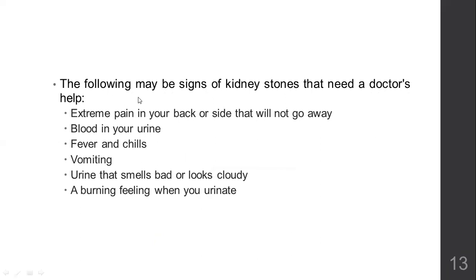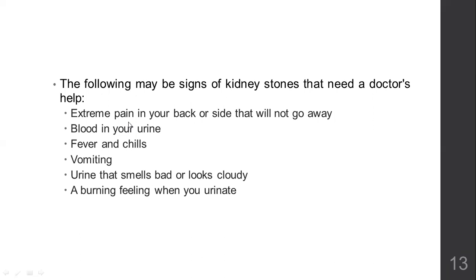The following are signs of kidney stones. If you see them in a person, you have to ask them to seek a doctor's help. If there is extreme pain at your back or at the side of your body that is not going away, and this is a colicky pain, a sudden, sharp pain that spreads from the back region to the groin region.